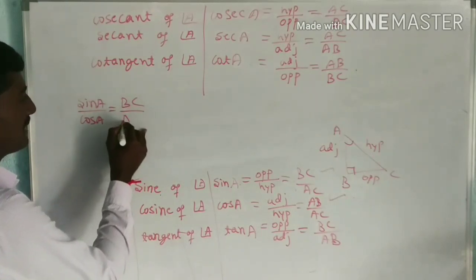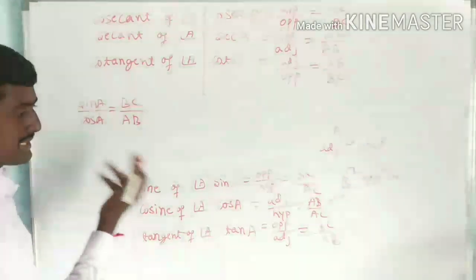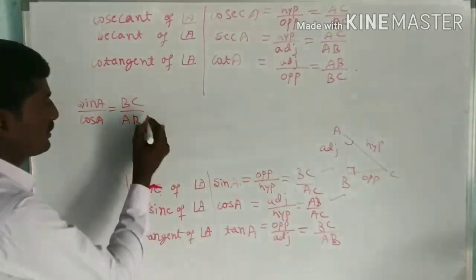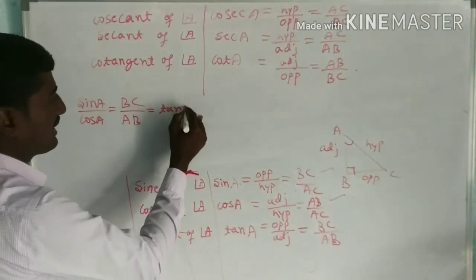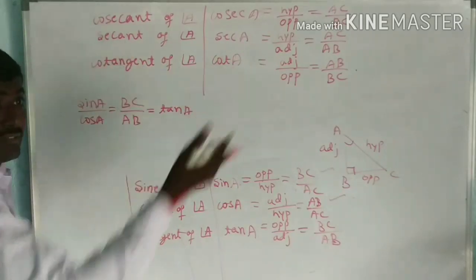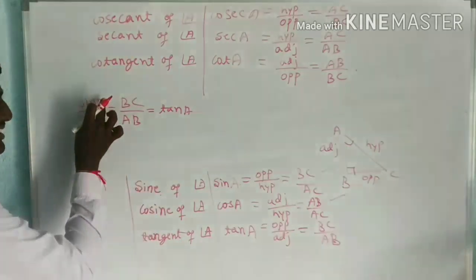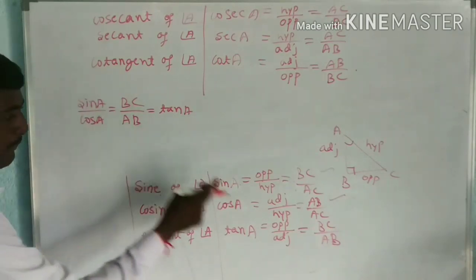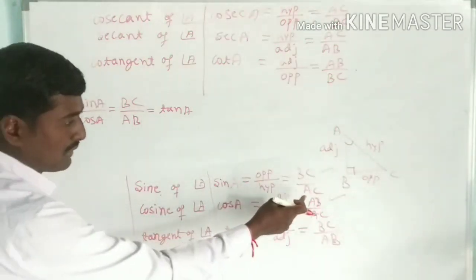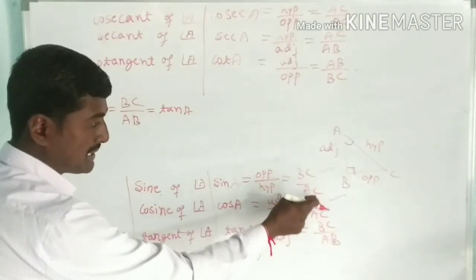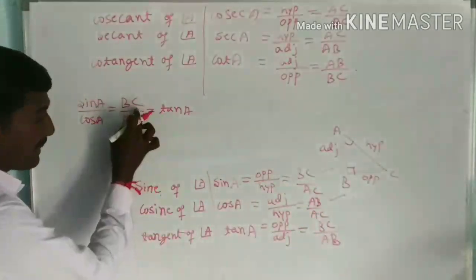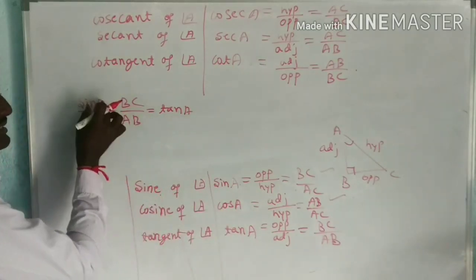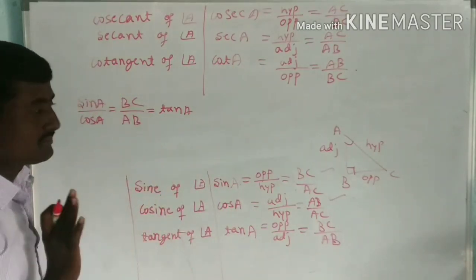BC divided by AB. What is BC by AB here? BC by AB is tan. So this is equal to tan A. It means another formula is also there: tan A is equal to sin A divided by cos A. How do we get this? By dividing sin and cos, AC gets cancelled, and BC by AB is nothing but tan. So tan is sin divided by cos.